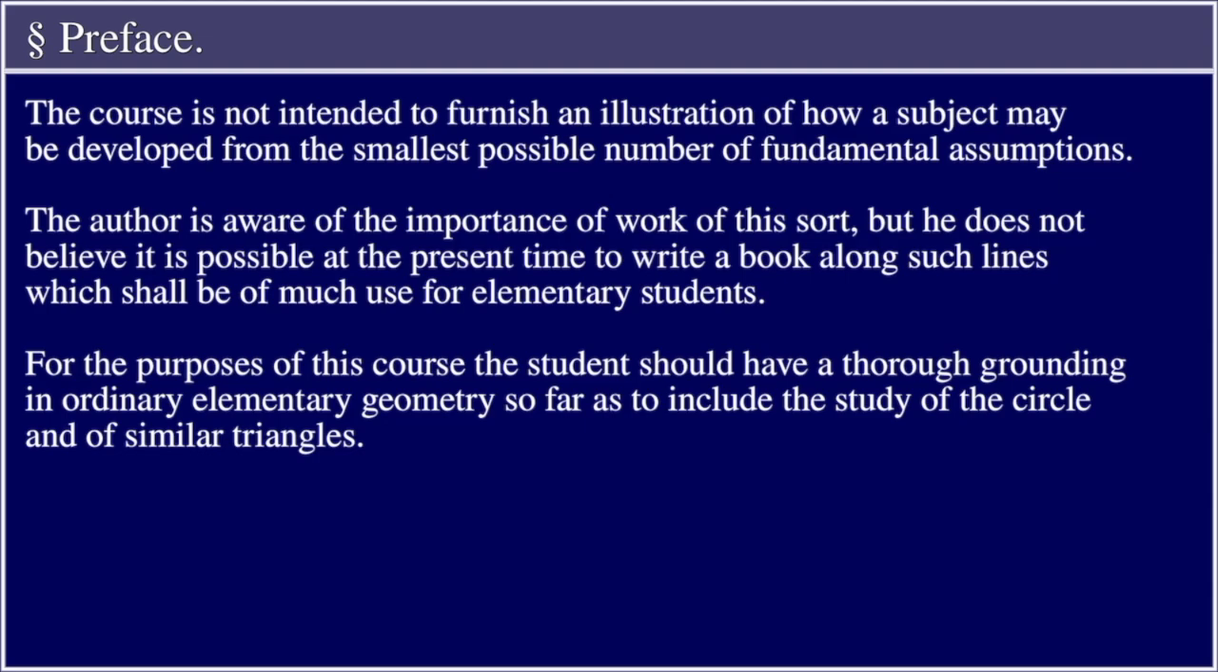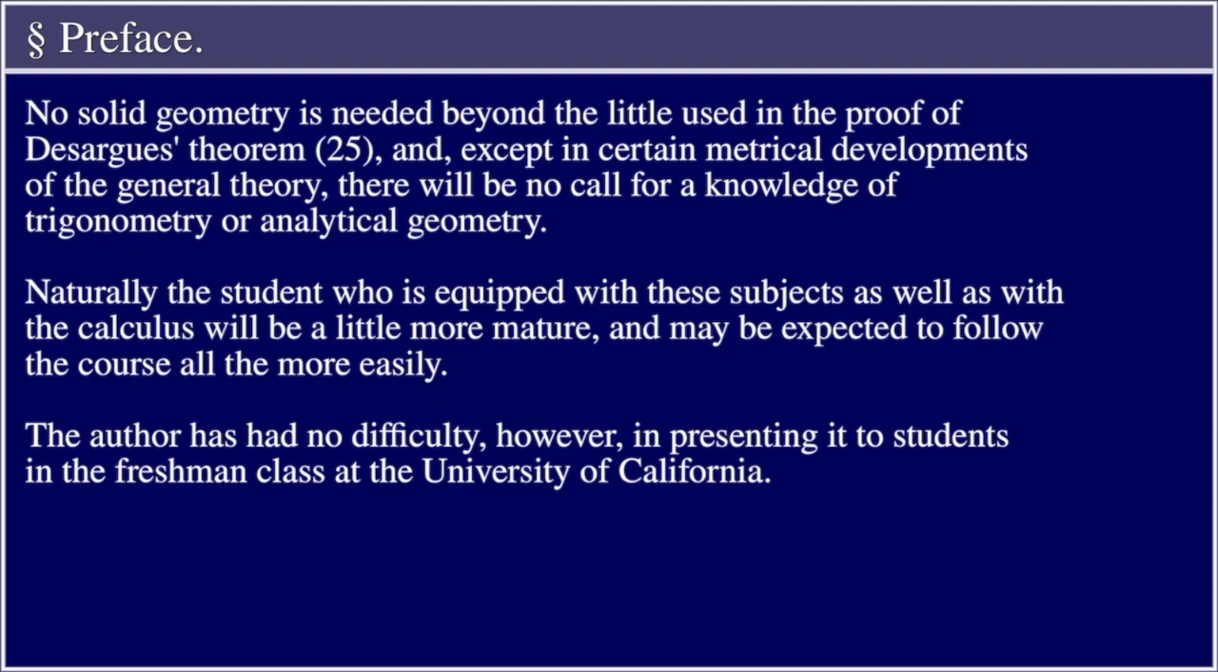For the purposes of this course, the student should have a thorough grounding in ordinary elementary geometry, so far as to include the study of the circle and of similar triangles. No solid geometry is needed beyond the little used in the proof of Desargues' theorem, 25, and except in certain metrical developments of the general theory, there will be no call for a knowledge of trigonometry or analytical geometry.